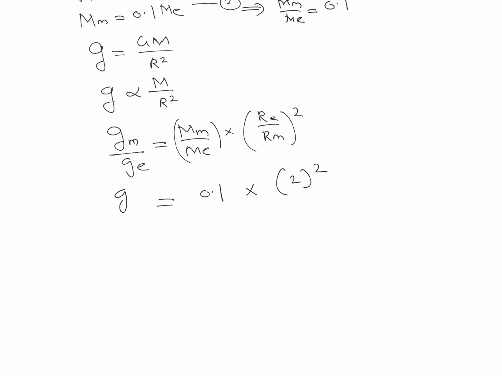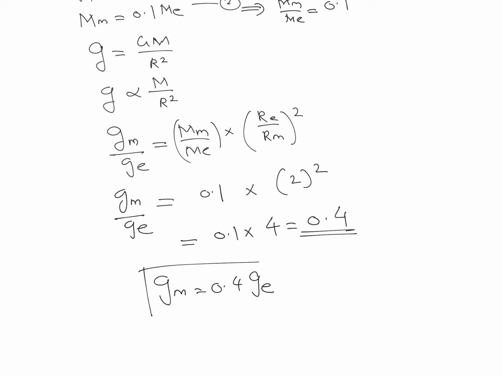So we can write acceleration due to gravity of Mars by acceleration due to gravity of Earth is equal to 0.1 into the square of 2, which is nothing but 4. So 4 into 0.1 we can take as 0.4. So acceleration due to gravity on Mars is 0.4 times that on Earth.